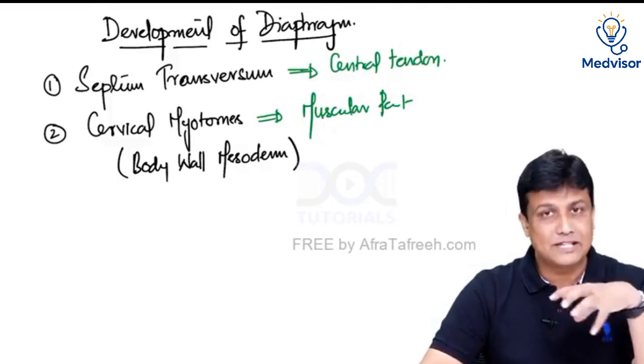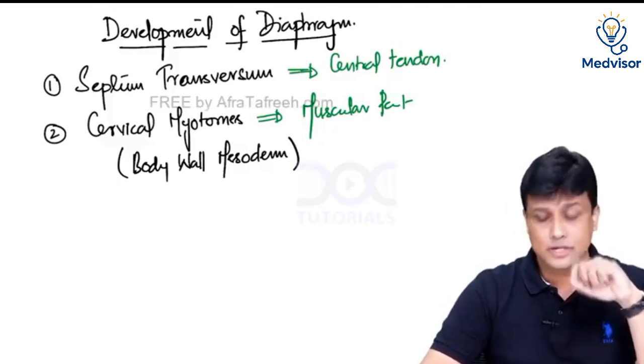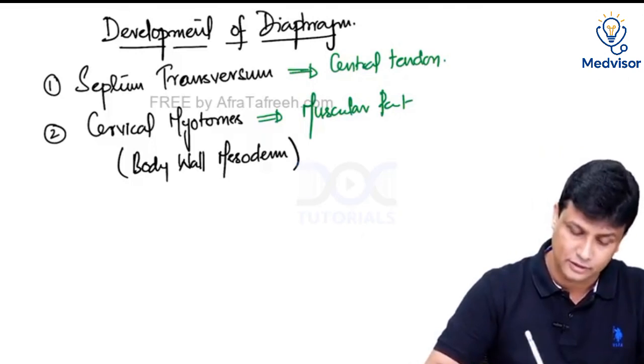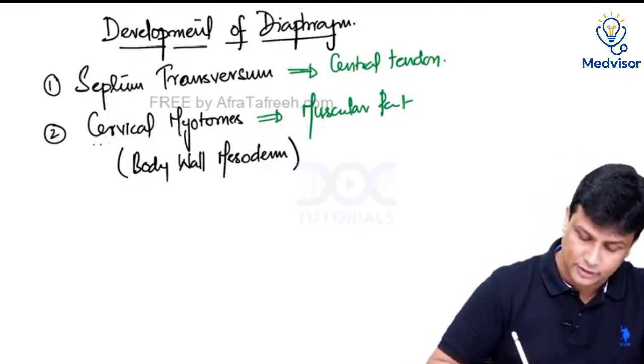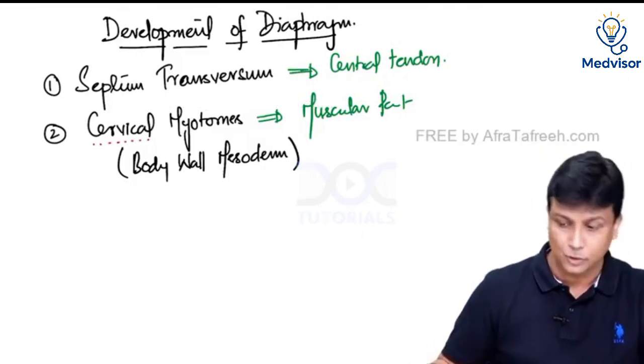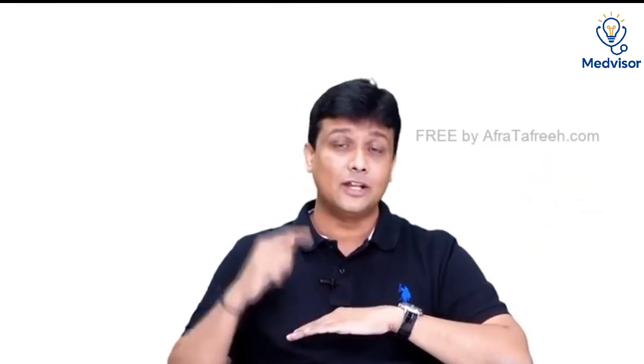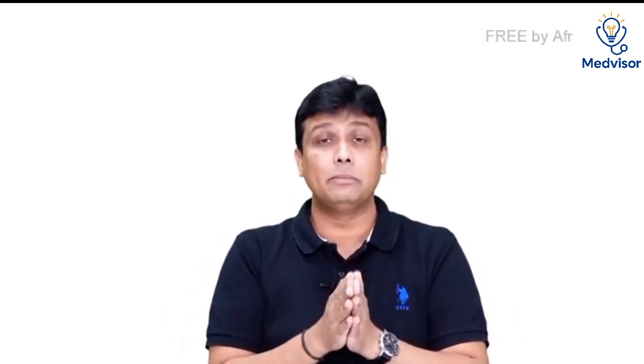So body wall mesoderm, or the cervical myotomes, are the ones which are going to form the muscular part. But my focus here will be on this word, cervical. I want you to keep your focus on the word cervical. Why? Because most students, when they are learning about development of the diaphragm, think how come cervical myotomes contribute over here. It's very simple how to remember.